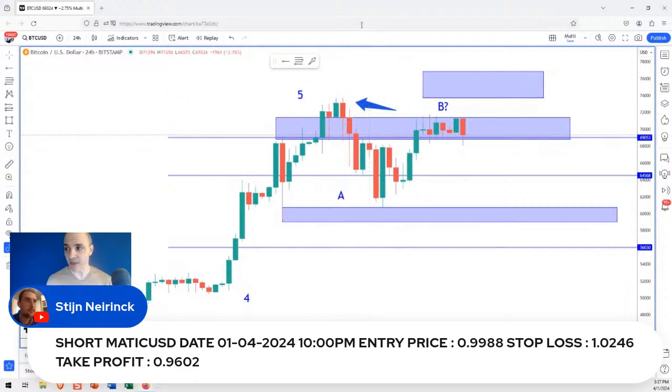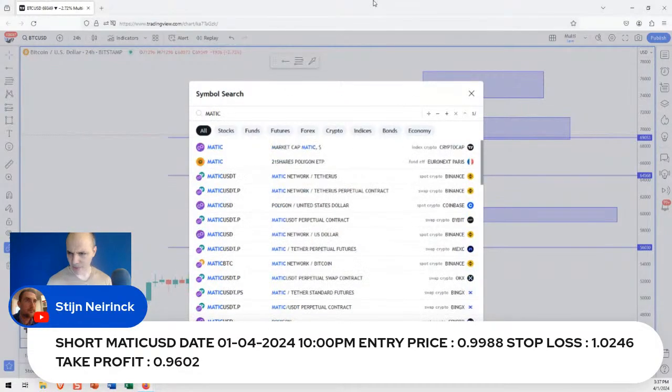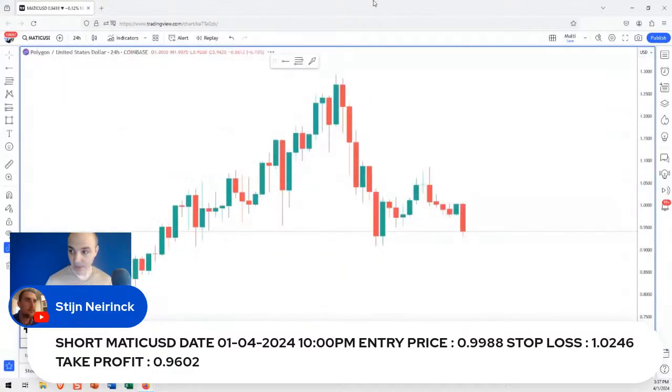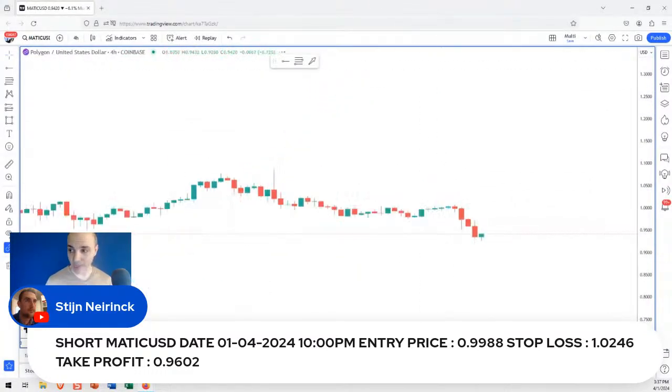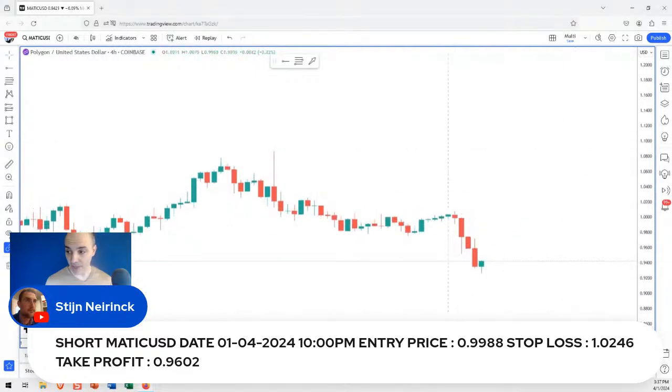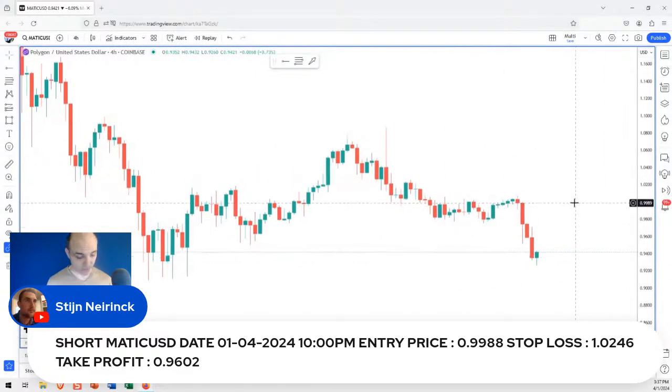It's free. Now, let's just talk about this trade real quick. Let's go to Matic, which is Polygon USD. And then I'm going to show you the cool thing. All right, so we're going to go to a 4-hour chart because that's the primary time frame of the Trade Scanner Classic, the bot that sends out the emails.